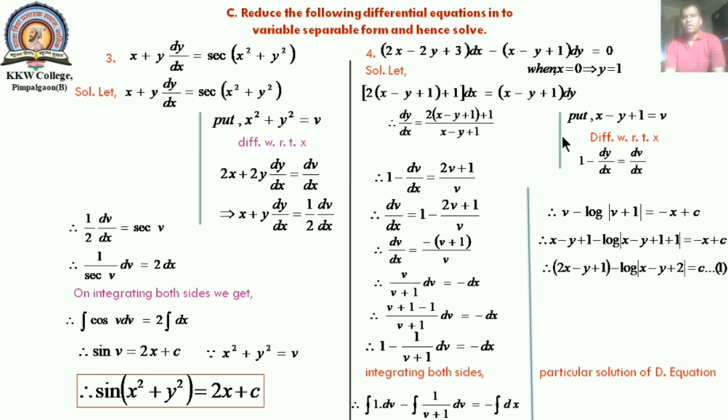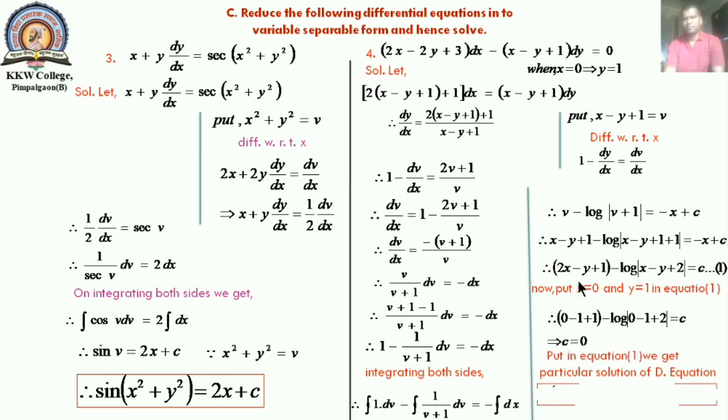Now we'll put the initial condition x is equal to 0 and y is equal to 1 in the general solution, and get c is equal to 0. Putting that value c is equal to 0, we get 2x minus y plus 1 minus log of x minus y plus 2 is equal to 0, which is the particular solution of the given differential equation.